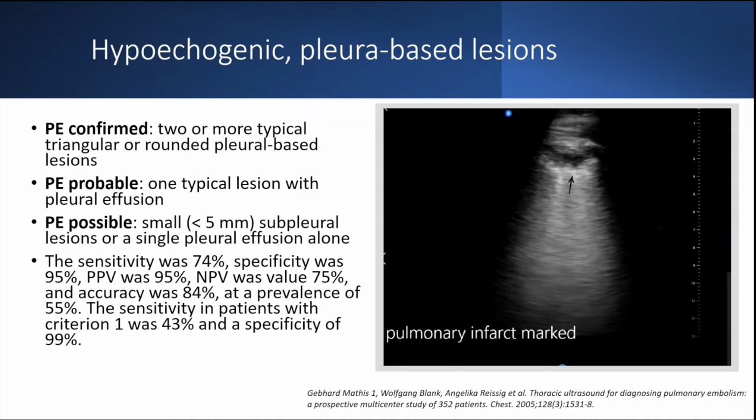When we only use the first criterion, two or more typical triangular or rounded pleural-based lesions, the sensitivity is only 43%, but the specificity is pretty high. It reached about 99%.